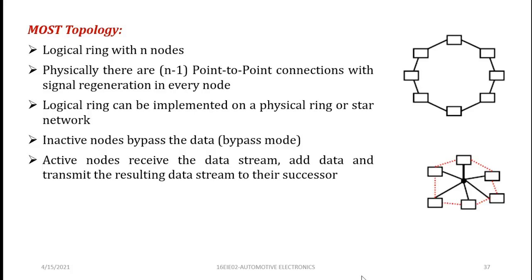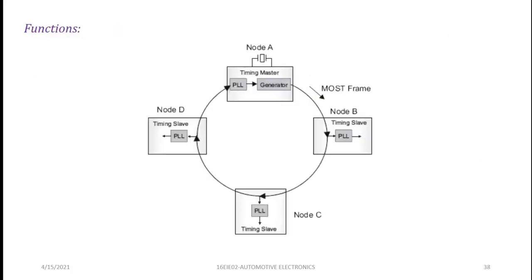Okay, now let's take a look at the functions. As it has been indicated, it is connected in a logical ring. So here we are going to have a master which is going to generate the timing, am I right? And after that you are going to have others as the slaves. Each and every node will be having the phase lock loop, PLL. Okay, this is said to be the timing slave and the timing master.